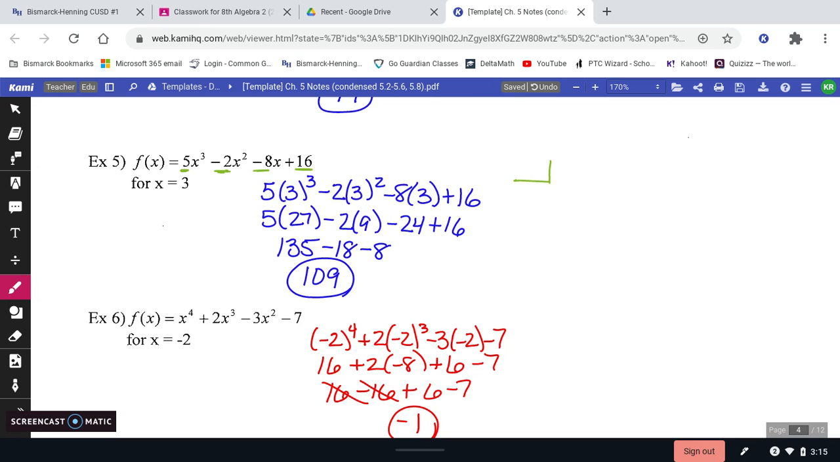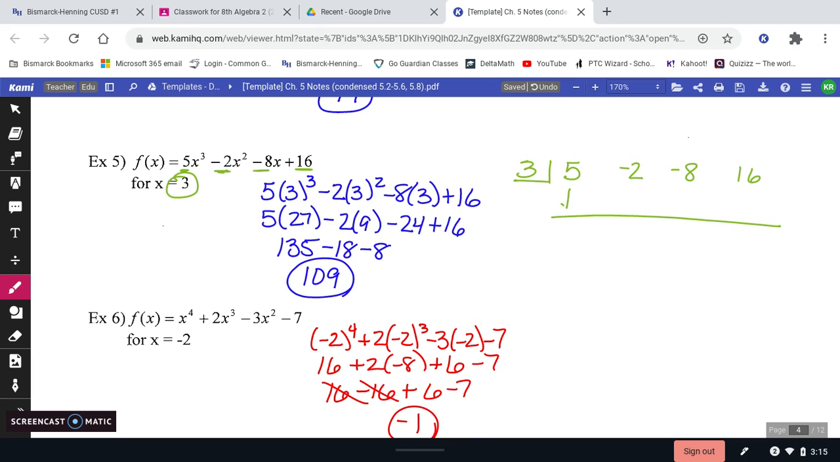I'm going to make a little corner box. We're going to fill that in a second. But just list out your coefficients, leave a little bit of space between them. Okay, and then in this box, in that little corner, you're going to put the value that you're wanting to substitute in. So in this case, it's going to be 3.